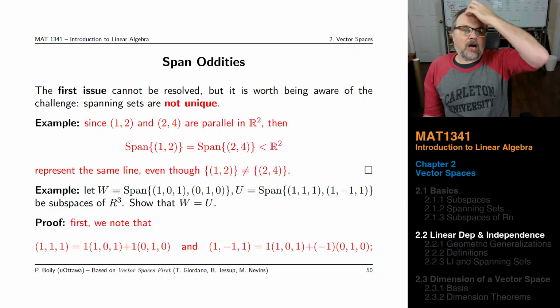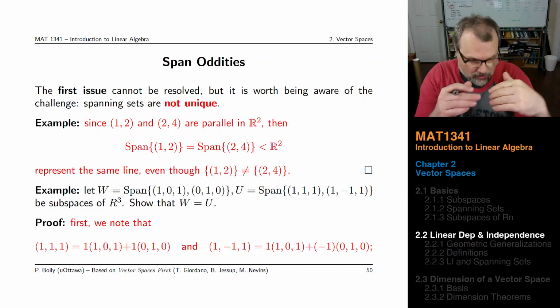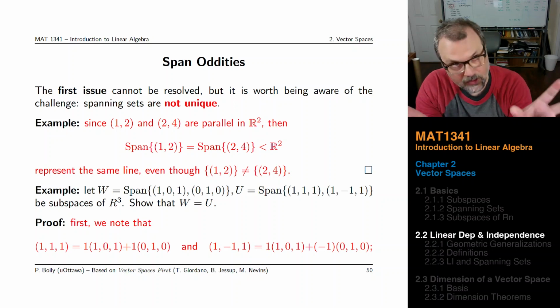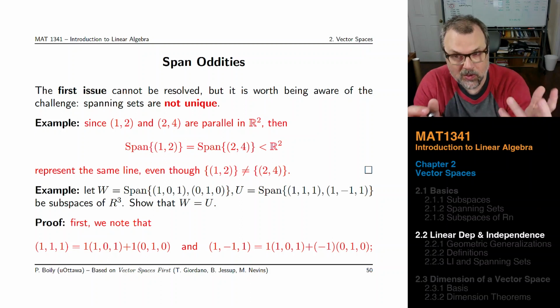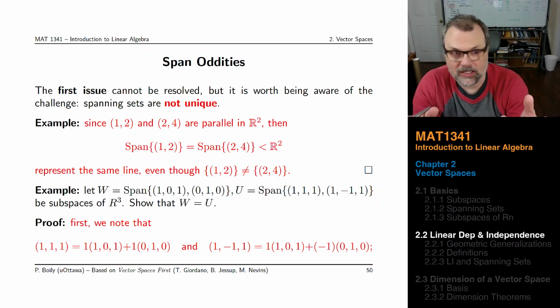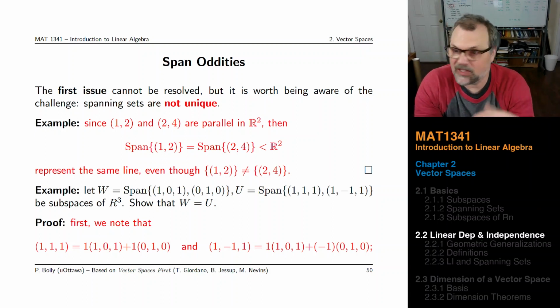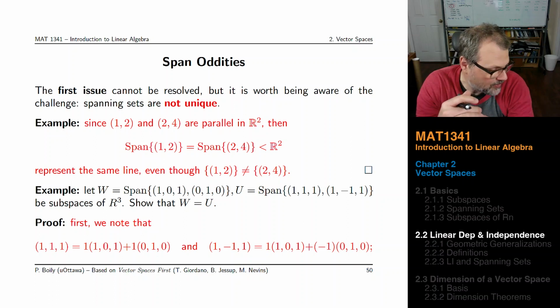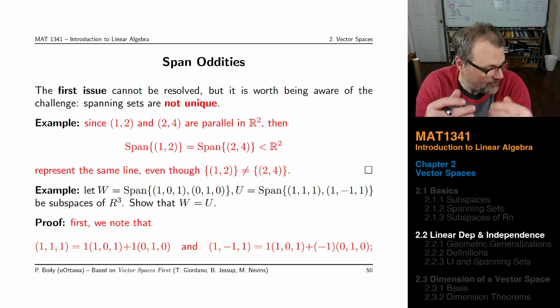There are some odd things about spans, though. And we've mentioned them, like the fact that two spanning sets can have a different number of vectors and span the same subspace. So spanning sets are not unique. But there's another way in which they are not unique. You can have the exact same number of vectors in both spanning sets, and they will span the same set.